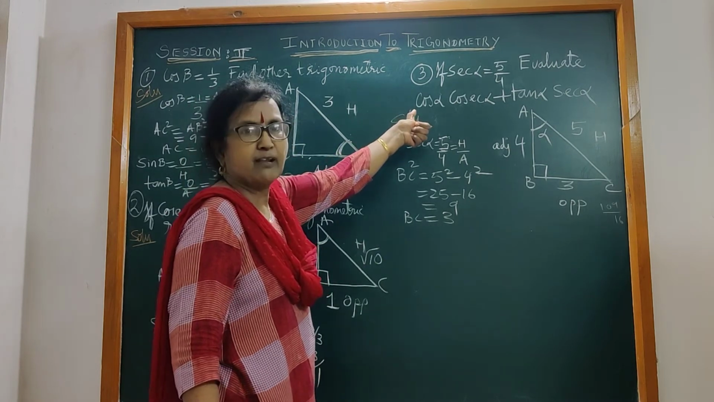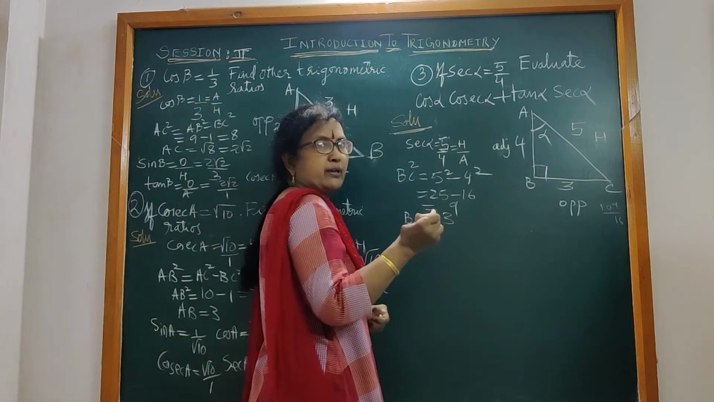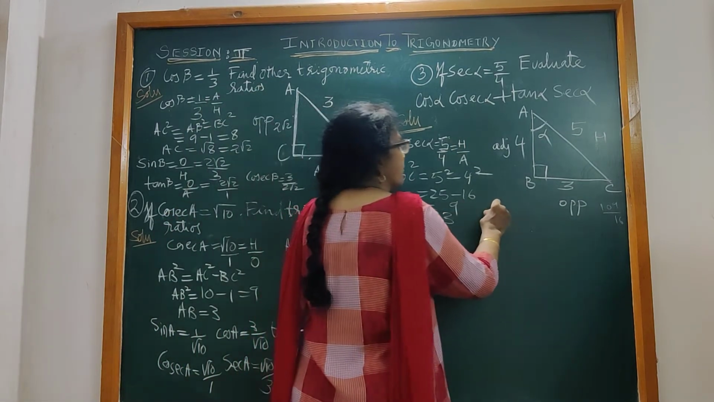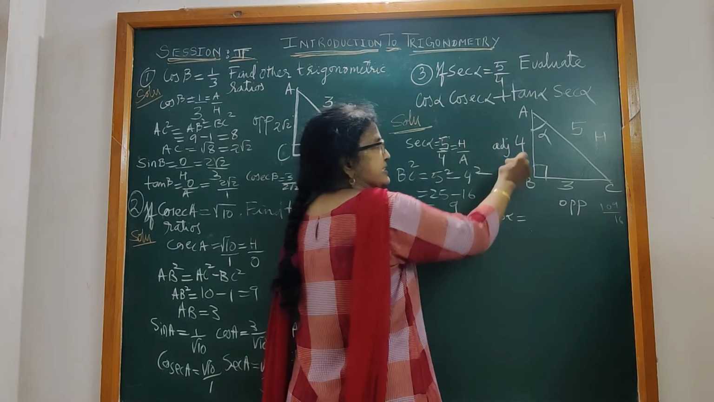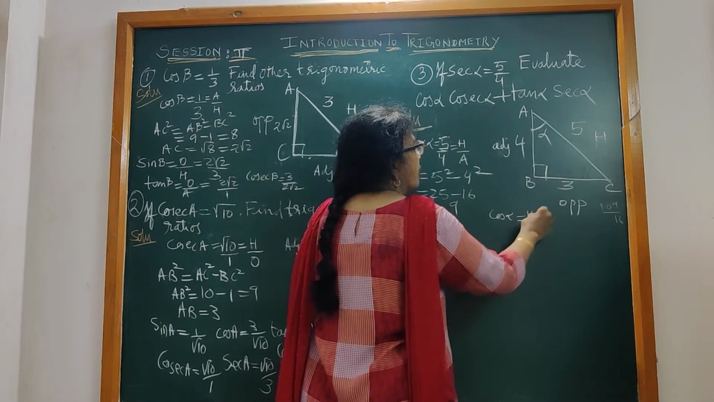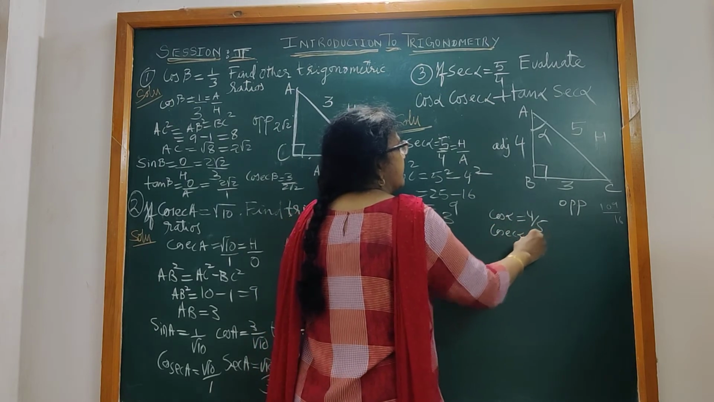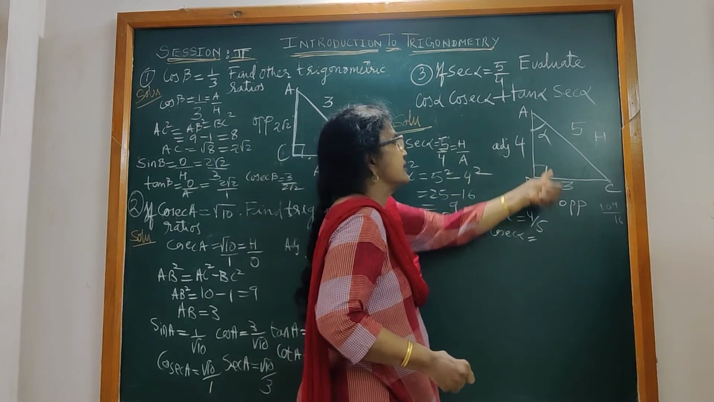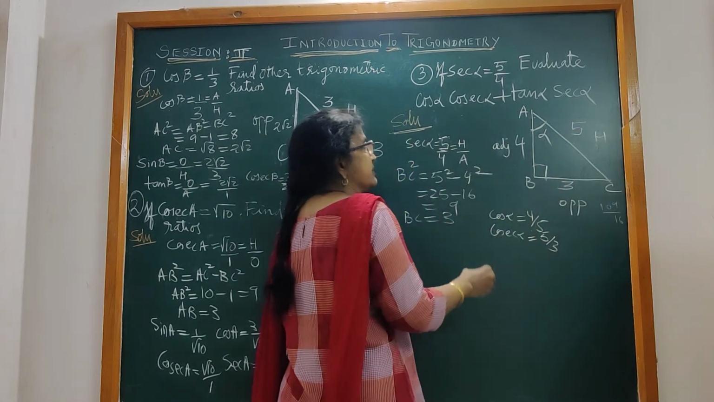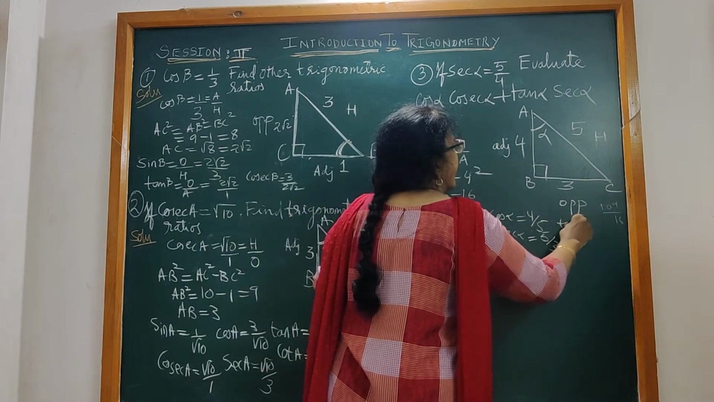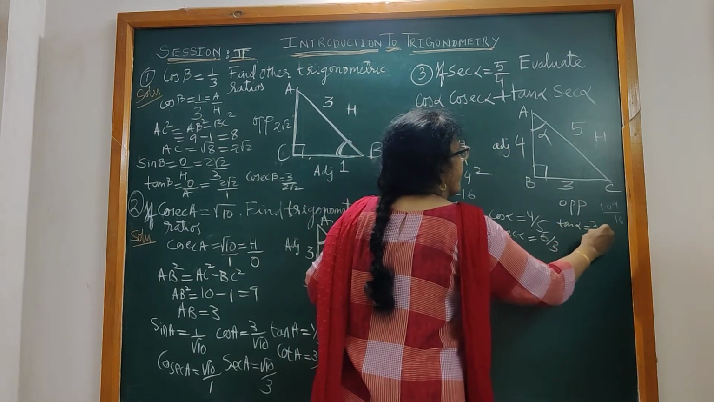You have to find out cos alpha, cosec alpha, tan alpha and sec alpha. So it is basic. If you want to find out, you can just write down differently. Cos alpha is adjacent upon hypotenuse, 4 upon 5. Cosec alpha is hypotenuse upon opposite, 5 upon 3. Tan alpha is opposite upon adjacent, 3 upon 4.